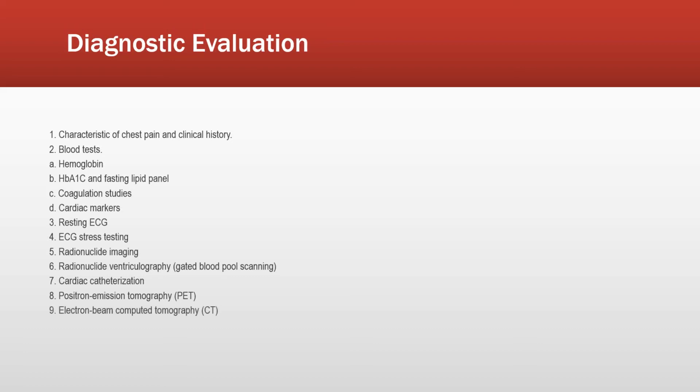And number 9. Electron beam computed tomography. It detects coronary calcium, which is found in most, but not all, atherosclerotic plaque. It is not routinely used due to its low specificity for identifying significant coronary artery disease.